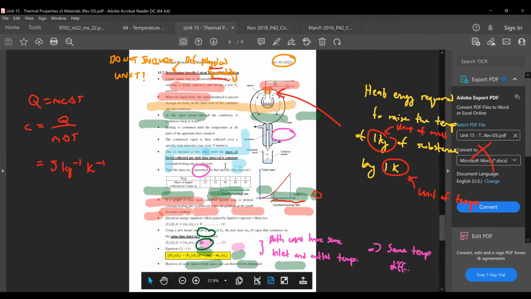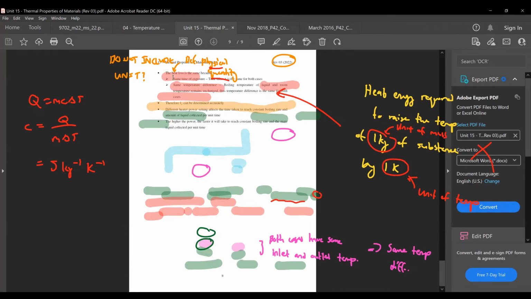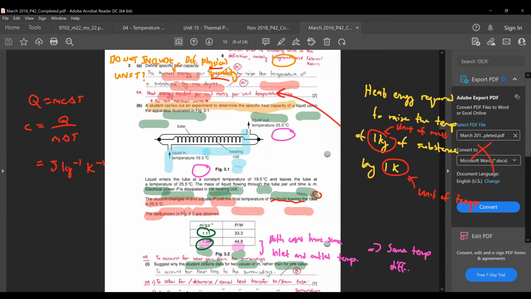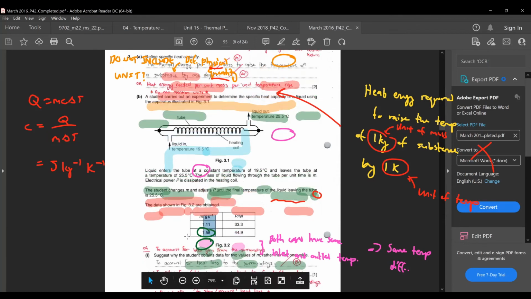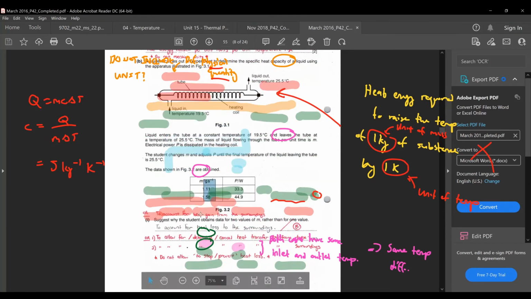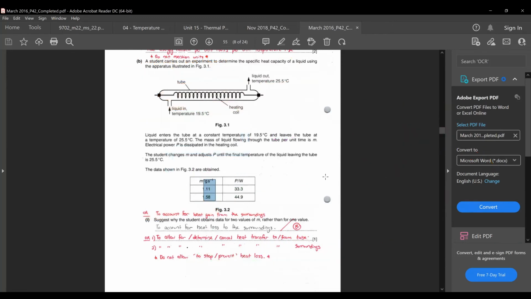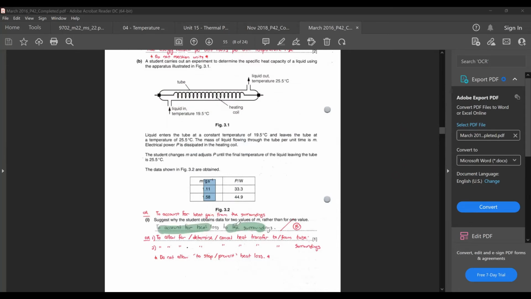But at the same time, this can only be done if you had the same exposure time as well as the same temperature difference. In your case, you're already doing that. You see your inlet and outlet temperatures are the same, so you have the same temperature difference. And because you're doing it in terms of per second, it's like the same time also. All right, so why would you obtain two values of m rather than just one value? You would just say it is mainly to account for heat loss to the surroundings.